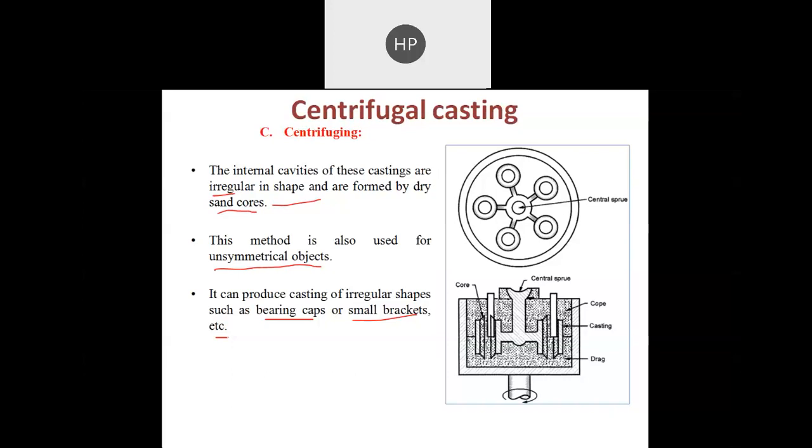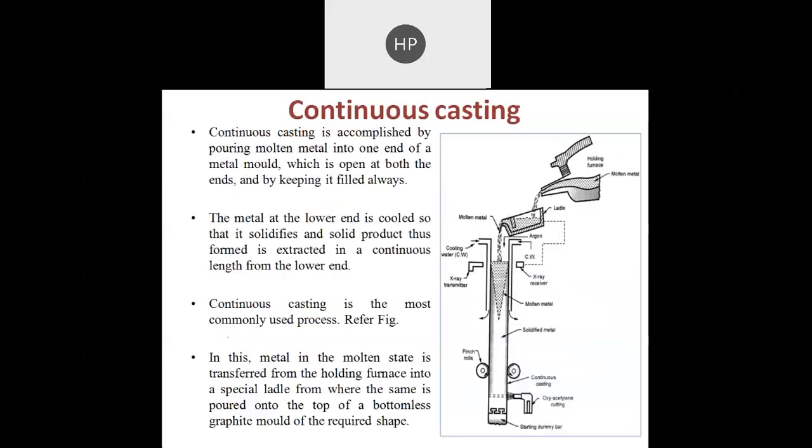Then the next process that we are going to discuss is continuous casting. Whatever casting processes we have discussed so far, like sand casting, shell mold casting, die casting, investment casting, hot chamber, cold chamber die casting, or centrifugal casting, all of those are used for making only small or limited parts. If it is a large size, it is still a limited size.